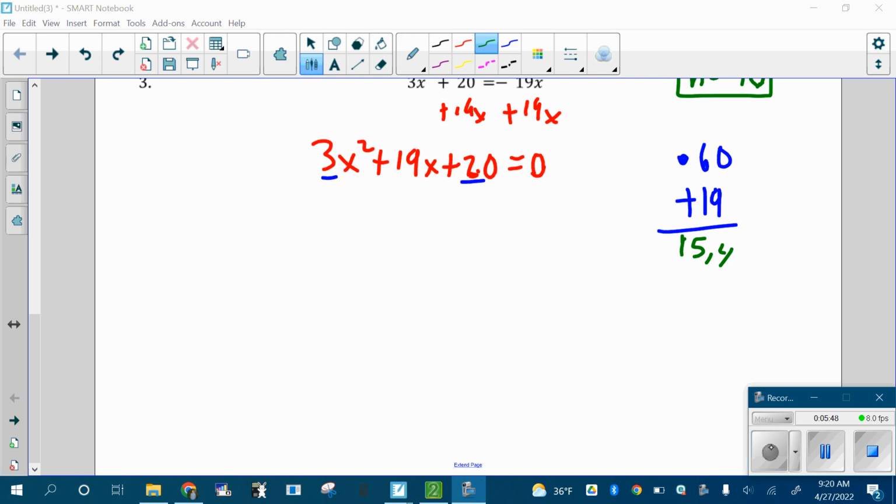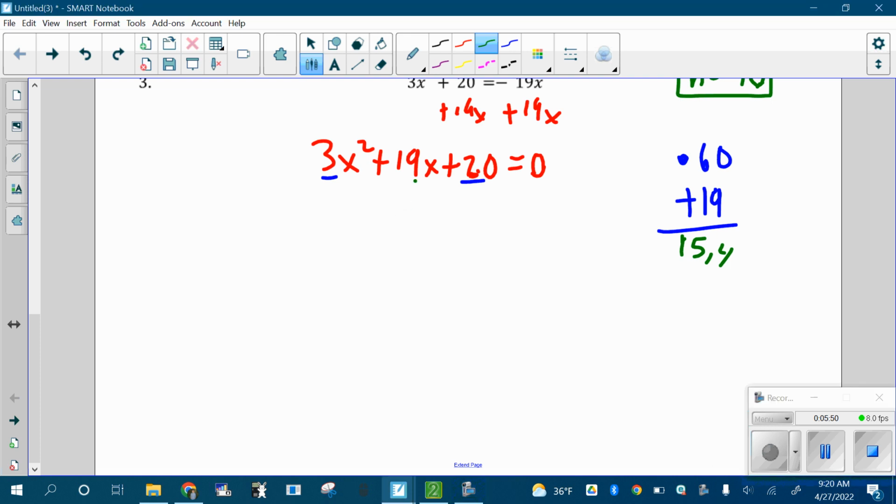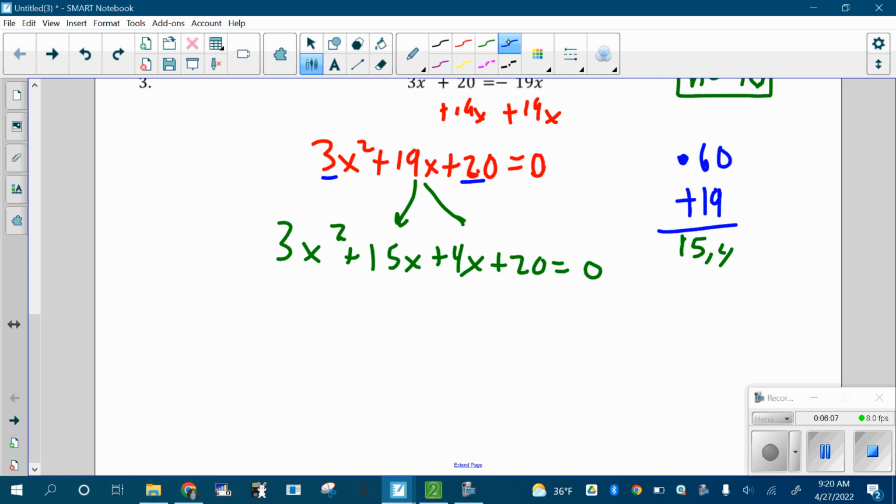And remember, we're using that split the middle technique. So I'm going to split that 19x into 15x and 4x. Bring down the 3x squared. Bring down the 20. And now, remember, when you're doing split the middle, what you really do is making it into a grouping problem. Because now you have 4 different terms. And so now you're going to factor this by grouping. Group those together. Group those together.